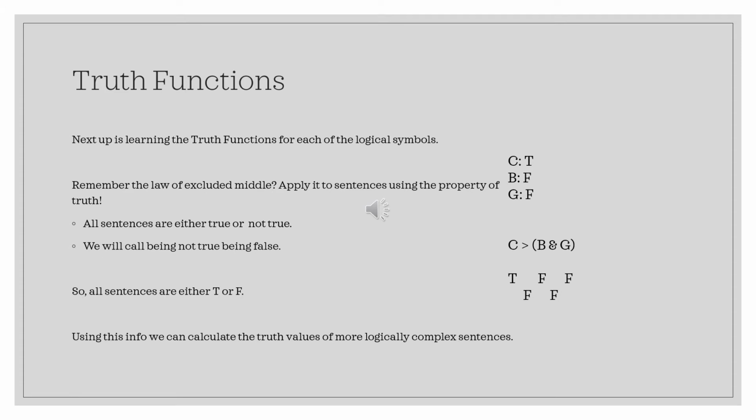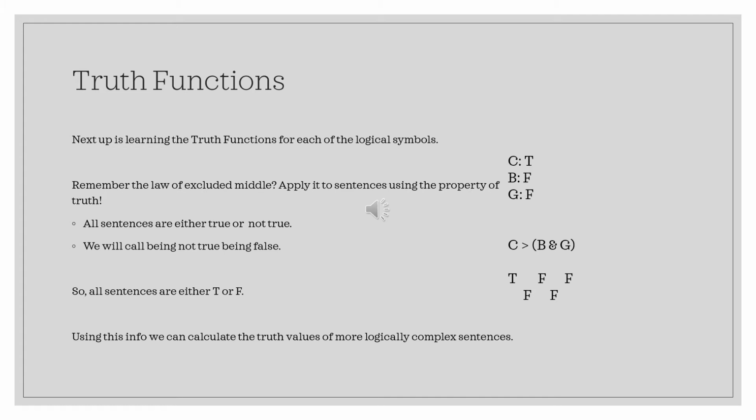All right, now that you've gotten a little primer on how to translate these sentences, the next thing to do is to learn the truth functions for each of these logical symbols. Now, what exactly is going on when it comes to thinking about truth functions? Well, remember back to week 2 when we talked about the law of excluded middle. The law of excluded middle says that for every property that can be had by something, everything in the world either has that property or it doesn't have that property.